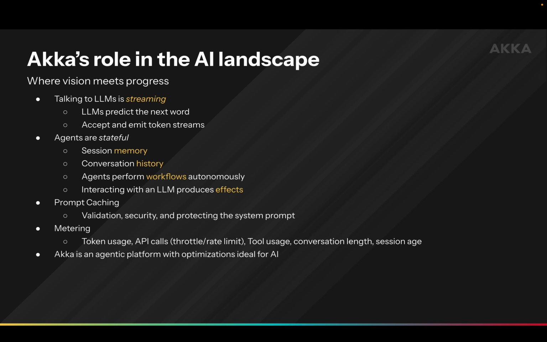So Akka has a bit of a role to play here in the AI landscape, and a couple of reasons why Akka is so well positioned for this is that talking to LLMs is a stream. Tokens are streamed into the model, and then tokens are streamed out of the model as the response. And so, whatever you do that is going to communicate with these LLMs needs to be streaming as well. The agents, whether they're using AI or not, are stateful. Here, you need to manage session memory, conversation history, workflows that need to be orchestrated. And another way to think about it in an event sourced term is that interacting with an LLM produces side effects or just effects.